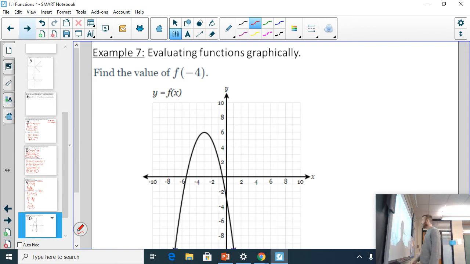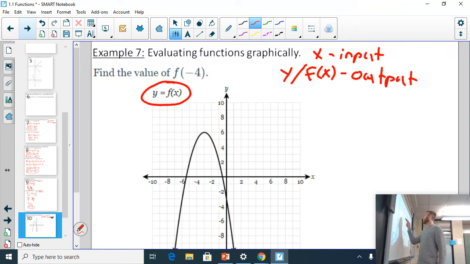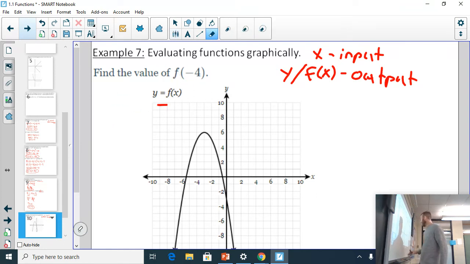And lastly, we're going to look at evaluating a function on a graph. So remember, x is our input. And f of x is our output. And that's also synonymous with y. Because notice here we have y equals f of x.